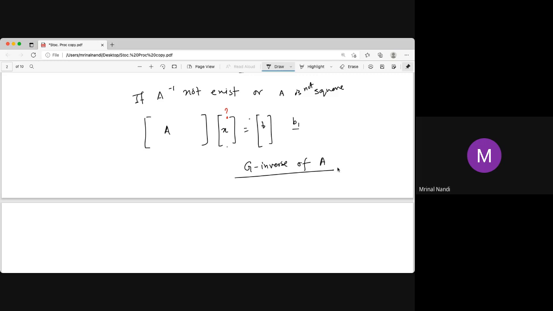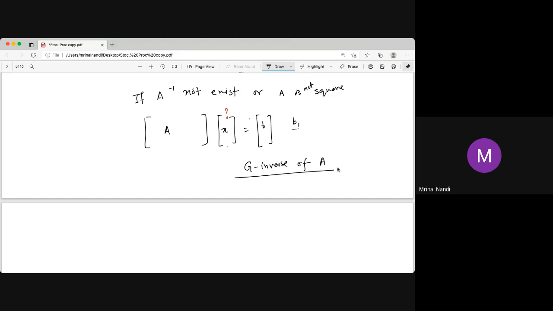That should be natural. On the other side of the coin, G inverse is not unique. It is unique in only one case: if A inverse exists. In that case, it is unique. Otherwise, it is not unique. So that means finding a unique solution just depends on whether A inverse exists or not.